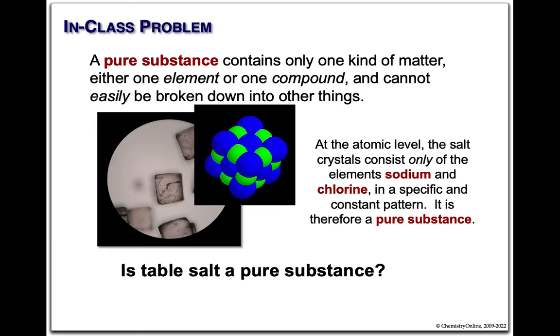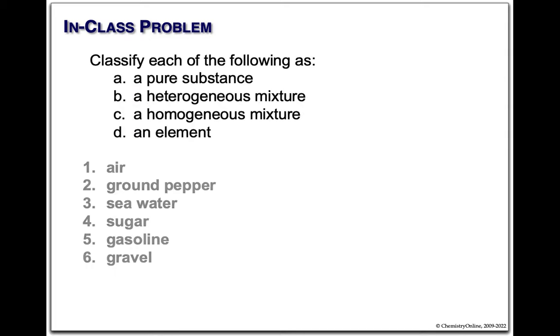All right, let's look at some more. Classify these as pure substance, heterogeneous, homogeneous, or elements: air, ground pepper, seawater, sugar, gasoline, and gravel. I will pause for a moment.